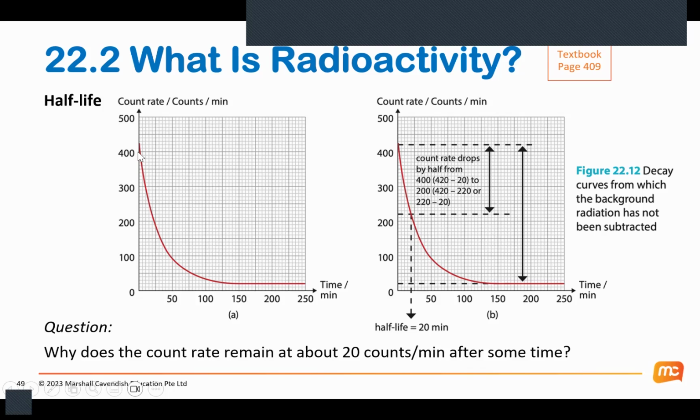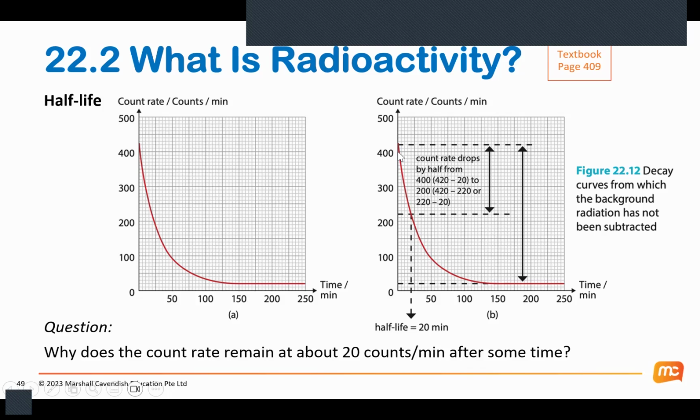So originally I have 420 at time 0. My GM counter measures 420 counts per minute. But do all 420 counts come from the radioactive source? No. In fact, only 400. I need to take 420 minus away the 20. The 20 is because of background radiation already present there. It's not because of the radioactive source. So originally, I would only have 400 counts per minute.